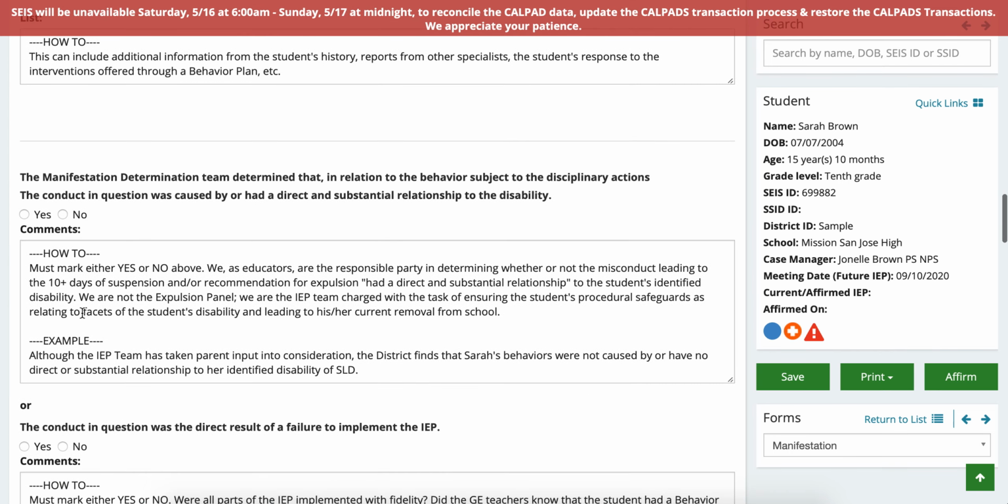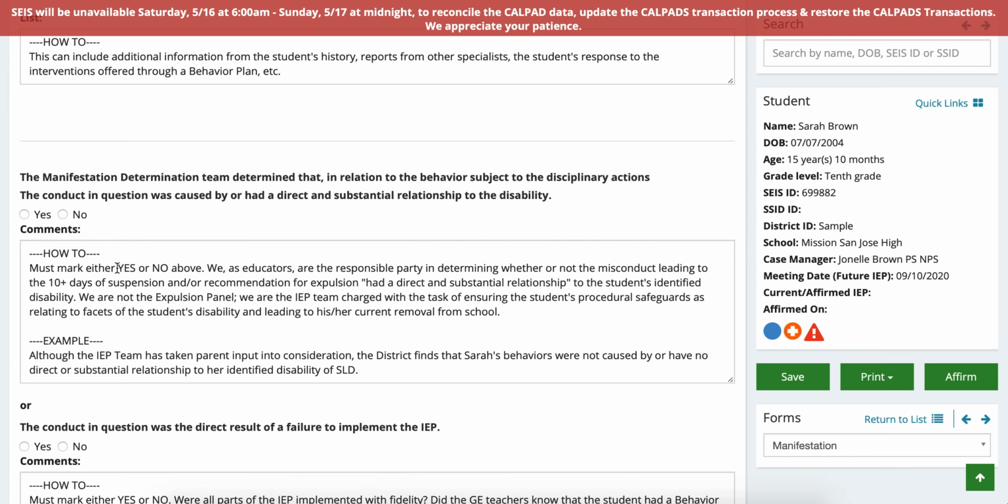So the MDR consists of 2 essential questions. So I'll read them here. The manifestation determination team determined, in relation to the behavior subject to the disciplinary actions, the conduct in question was caused by or had a direct and substantial relationship to the disability. Okay, we're going to mark here either yes or no. And essentially, when we're moving forward with this, we as the educators are trained in this. We are the ones that know this information. So we are the responsible parties in actually determining whether or not the misconduct leading to the 10+ days of suspension and or recommendation for expulsion had a direct and substantial relationship to the student's identified disability.